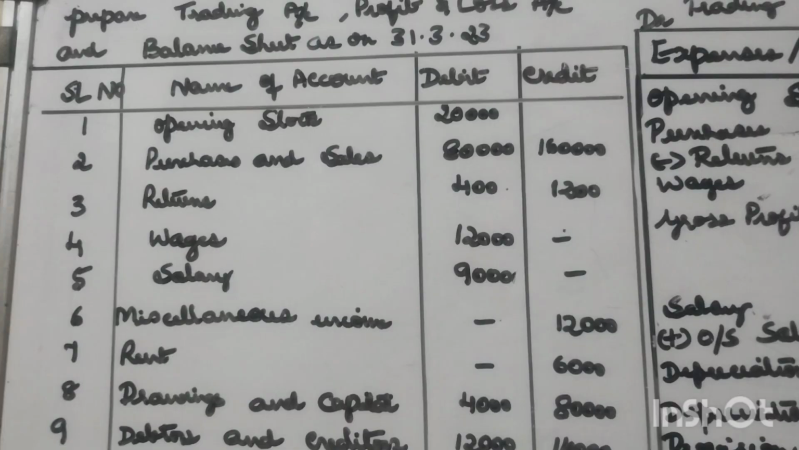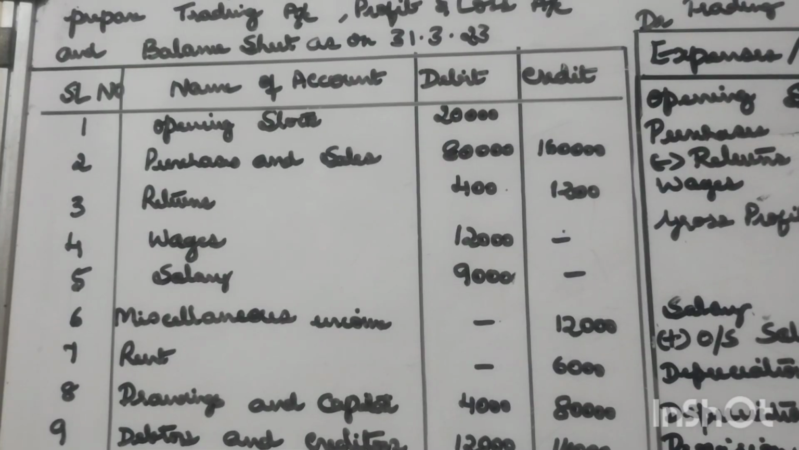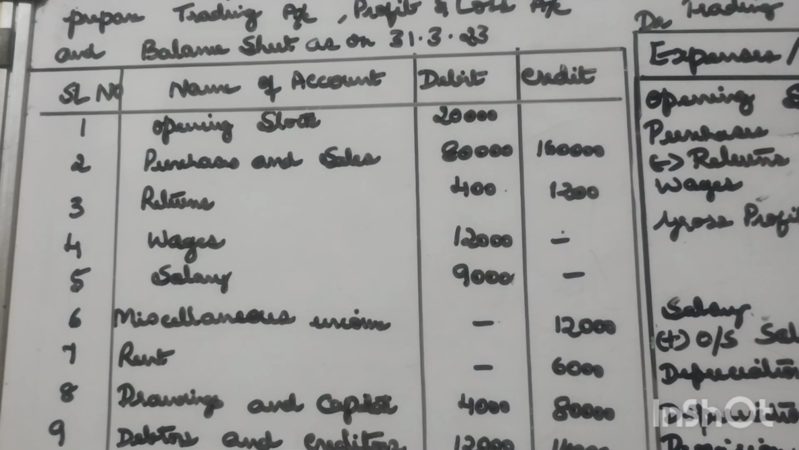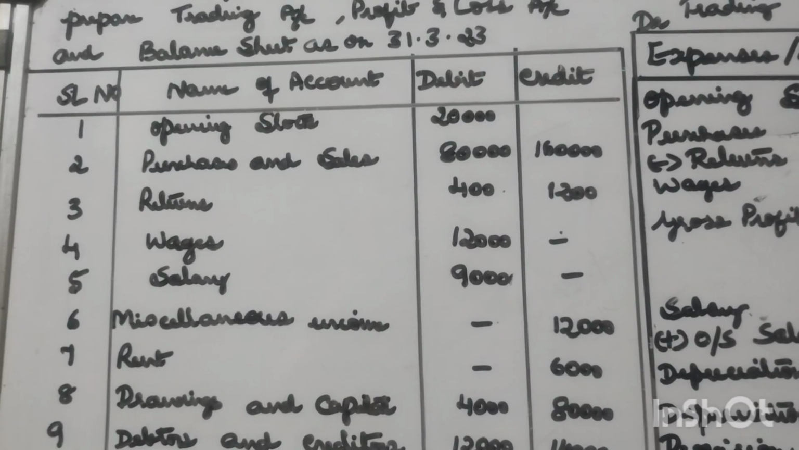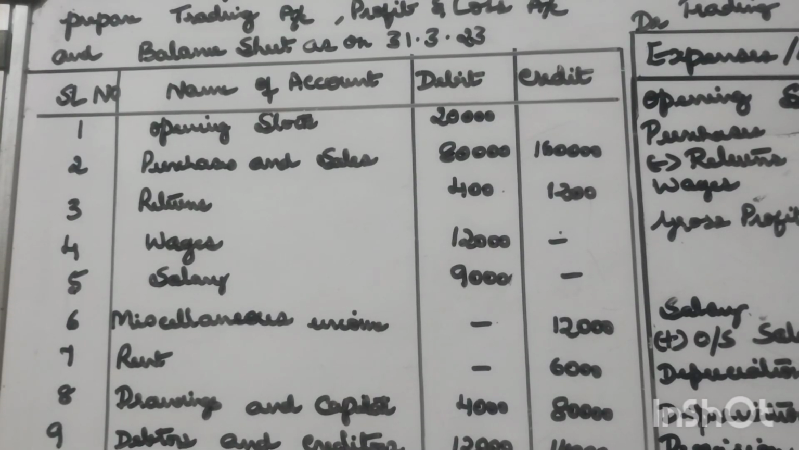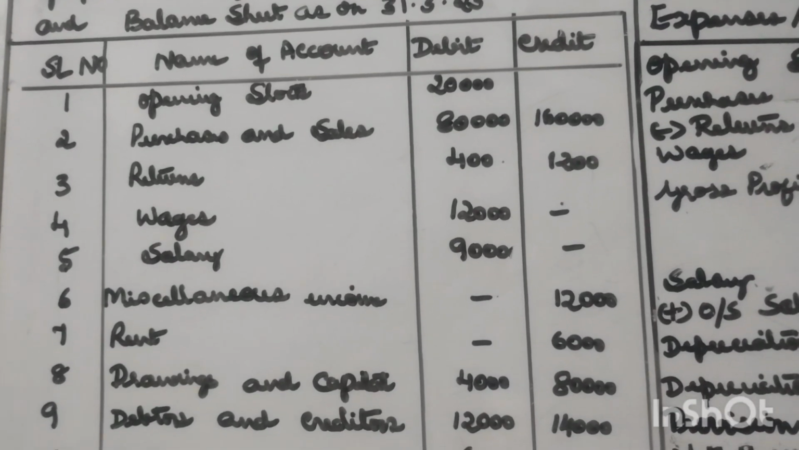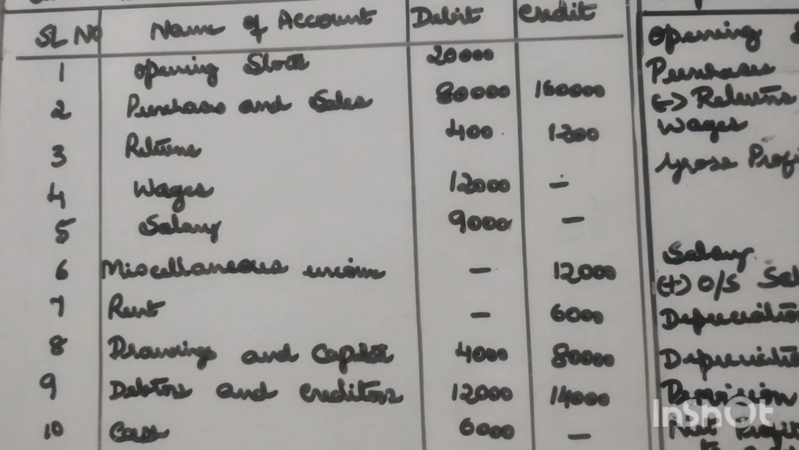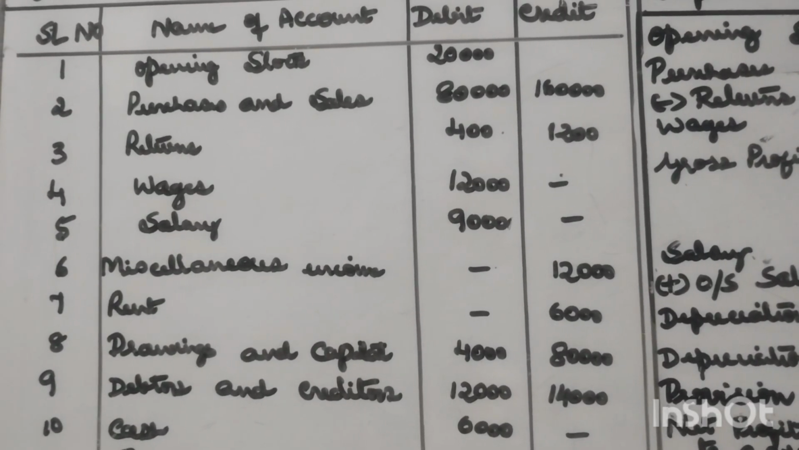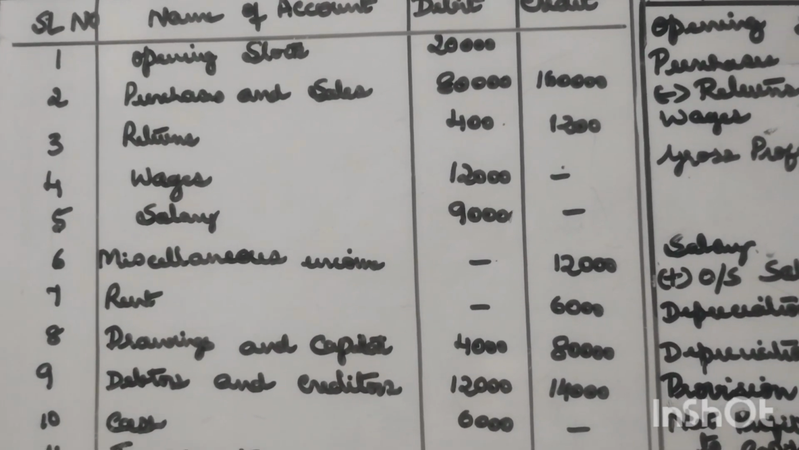Here is the problem. In this problem, a trial balance is given. Based on the trial balance, we need to prepare the final accounts, that is, the trading and profit and loss account as well as the balance sheet. The various accounts in this trial balance are opening stock, purchases and sales, and returns. Sales returns in the debit column and purchase returns in the credit column. Sales returns has to be deducted from sales, and purchase returns has to be deducted from purchases.